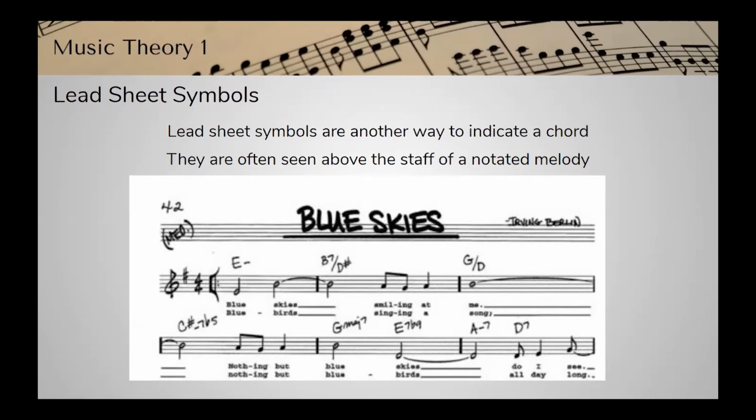So that's the melody. And then we have symbols above the melody that indicate what chord is to be played with those melodies. So these are called lead sheet symbols or chord symbols. And they tell you which chords to use underneath of those melody notes. So I know when I see that E with a minus sign that means to play an E minor chord underneath that melody.